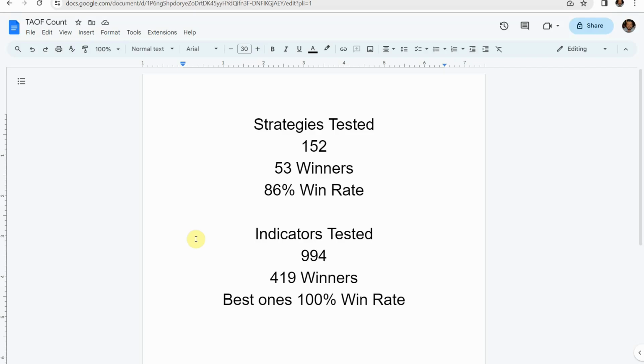We've also tested a total of 994 indicators, with 419 of them being winners. Now keep in mind that we test most of these indicators and strategies on the Forex and crypto market, but they can be applied to just about any market and time frame universally.